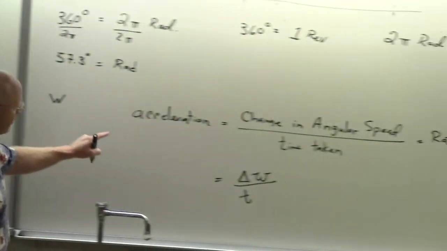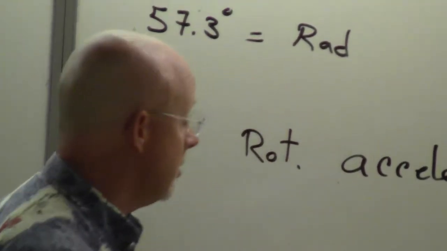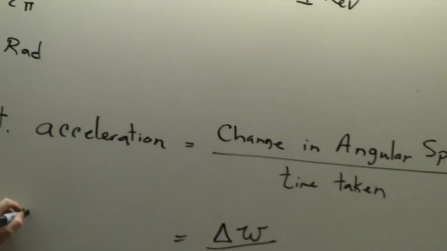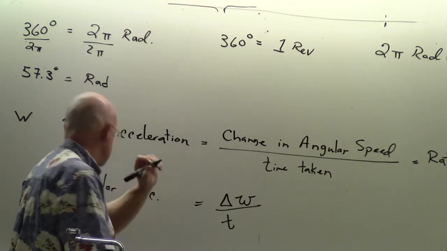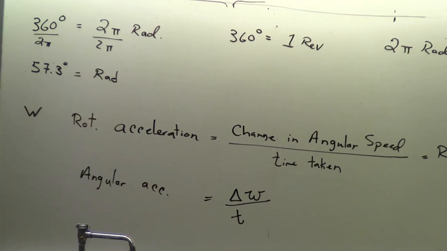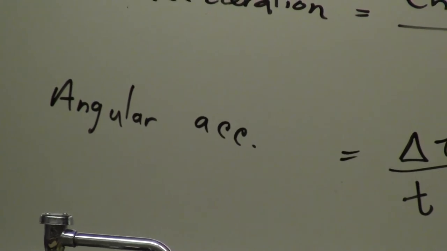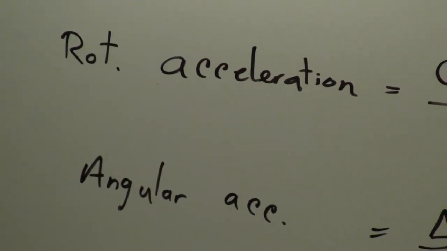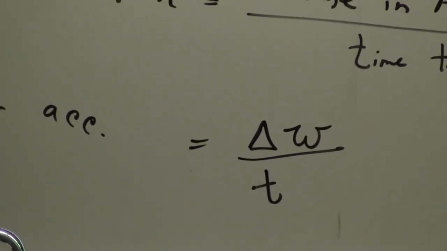And so that's the part that I want to add here. This would be a rotational acceleration, or sometimes an angular acceleration. And so hopefully not a surprise now, you're getting to see the pattern: the definition of angular or rotational acceleration is the rate at which its angular speed is changing.